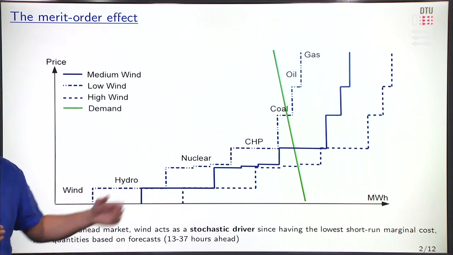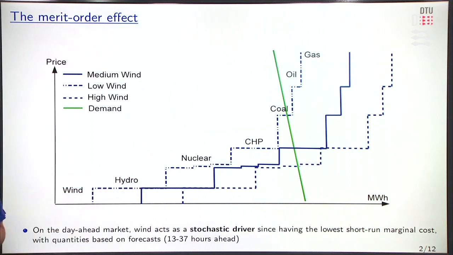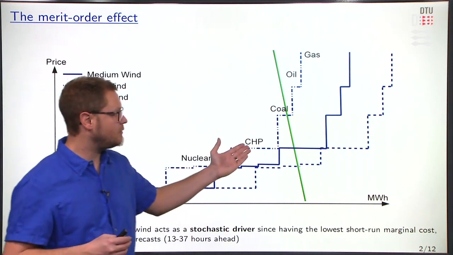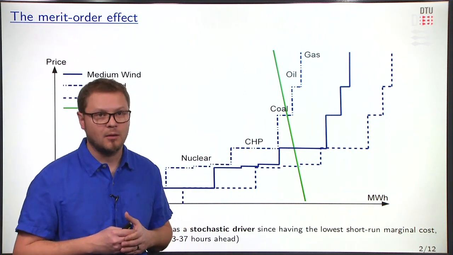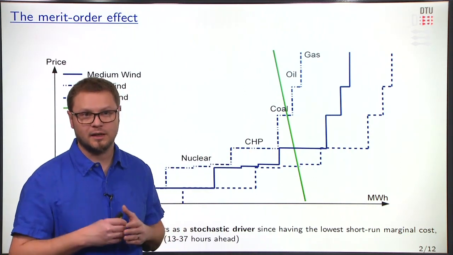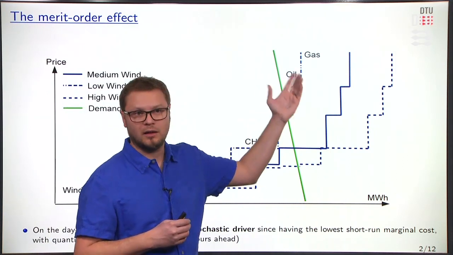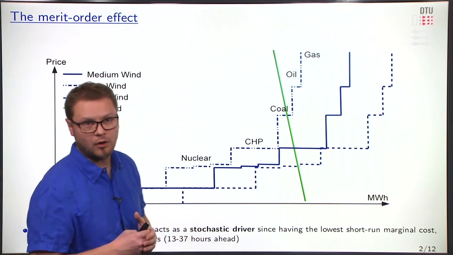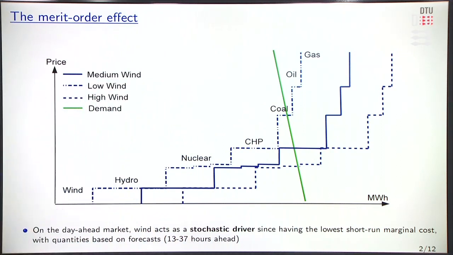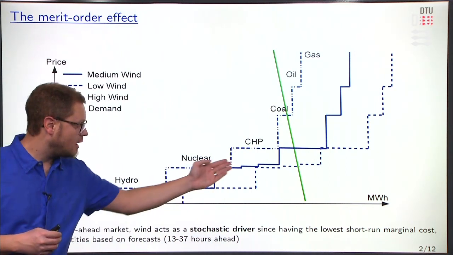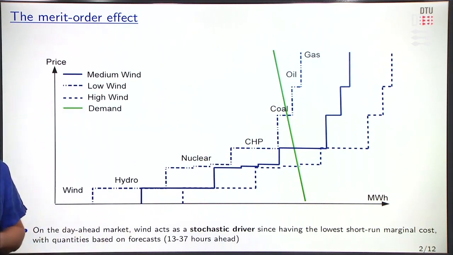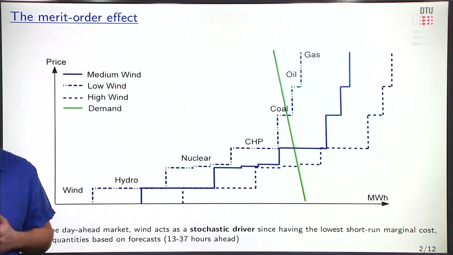Hydro and nuclear would closely follow. Then CHP for combined heat and power, most likely with gas and biomass. Then coal, then oil, and maybe some other form of gas here. So let's look first at the bold supply curve. Let's say that this bold supply curve is for medium wind.